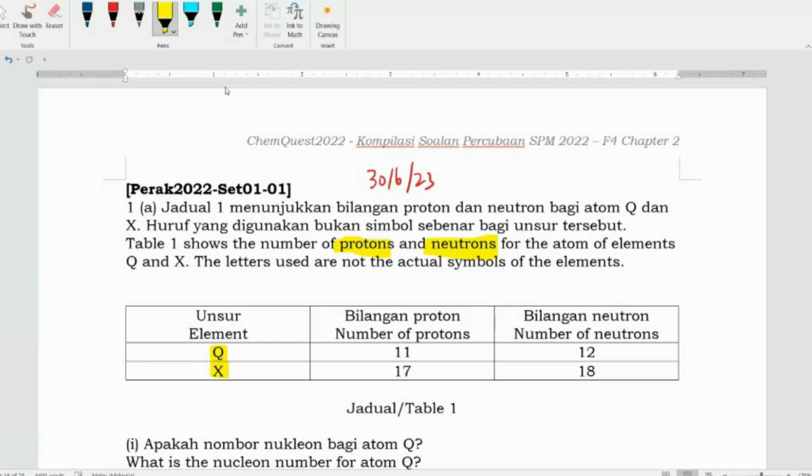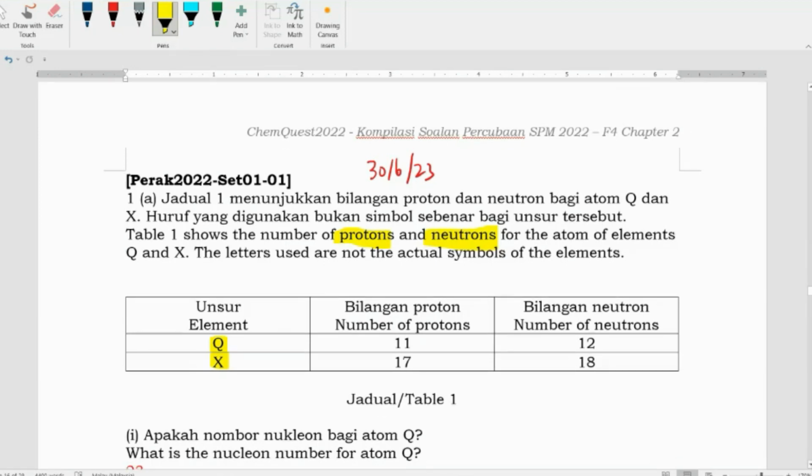So always remember in exam they will use this sentence. So we look into the Q and X, proton number, and then the neutrons. Now, question 1. Okay, Camelia, can you read the question? What is the nuclear number for atom Q?